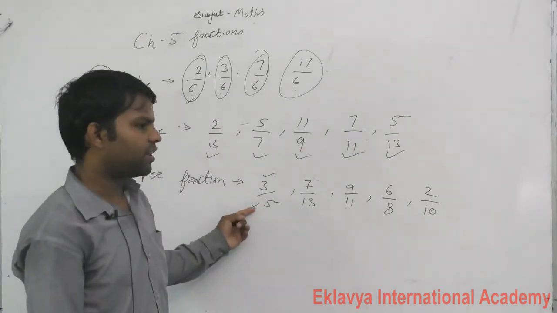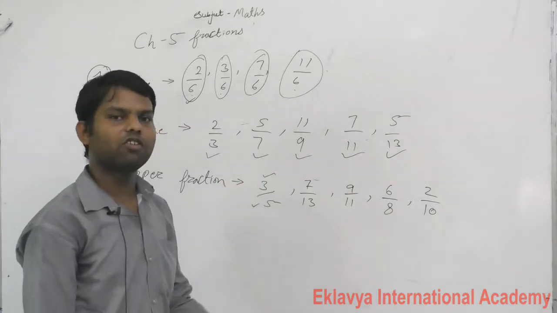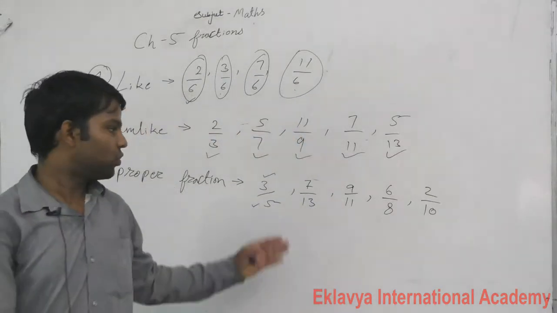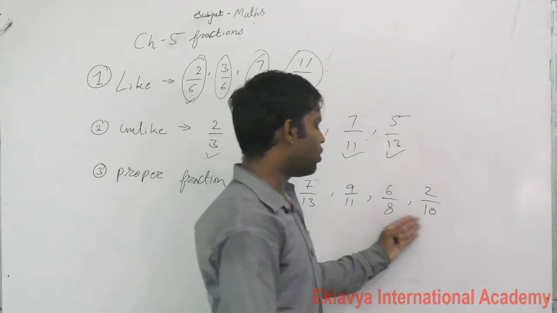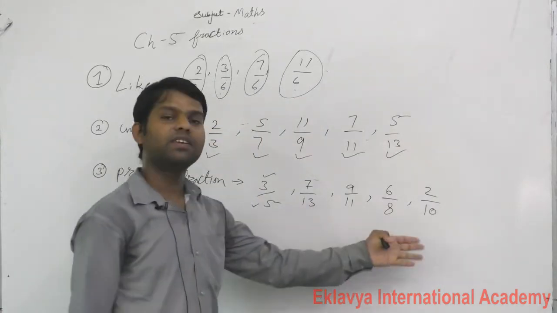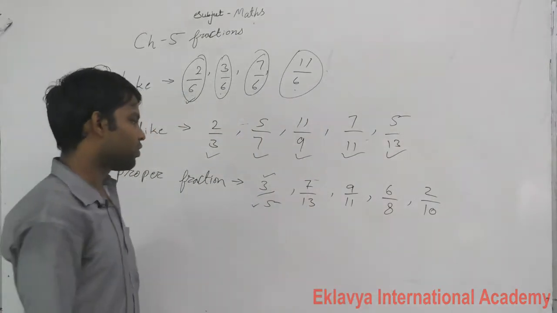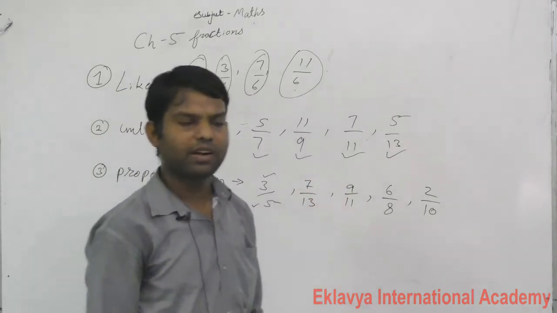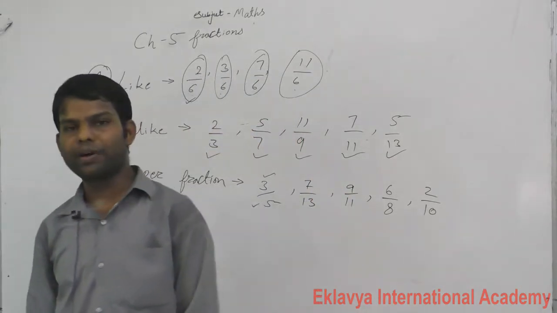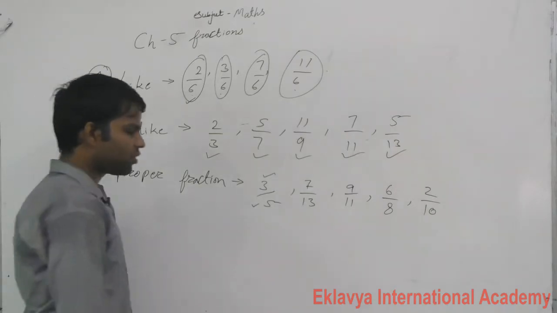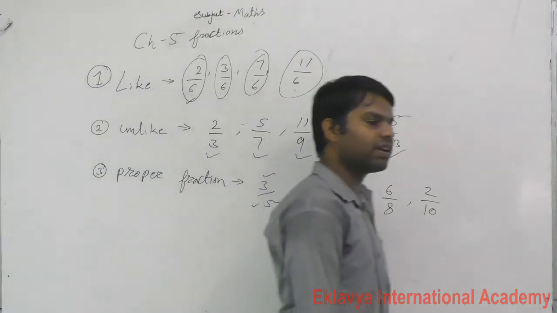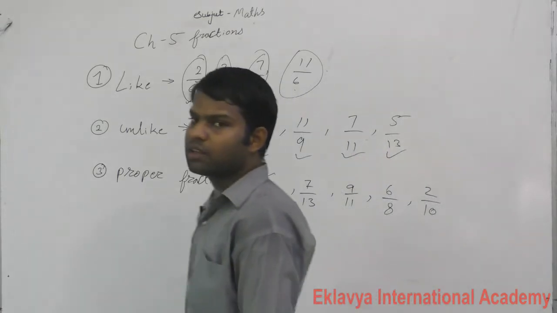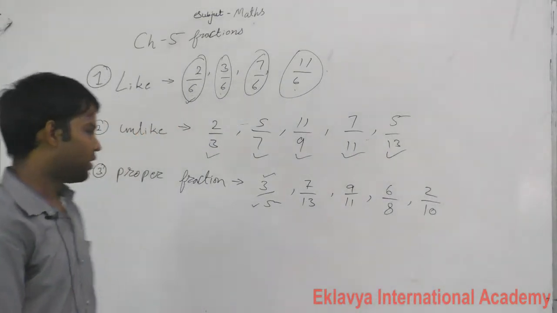If the denominator is 5, then the numerator is 3. It is always less than 5. 3 is always less than 5. So we see that in all fractions the denominator is always greater than the numerator. So we say if the numerator is always less than the denominator, then it is called a proper fraction. That is the definition of a proper fraction.